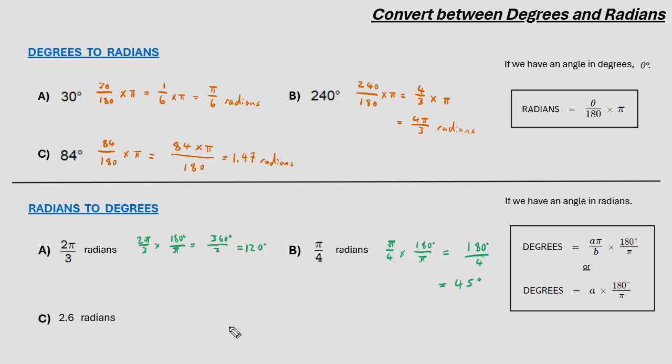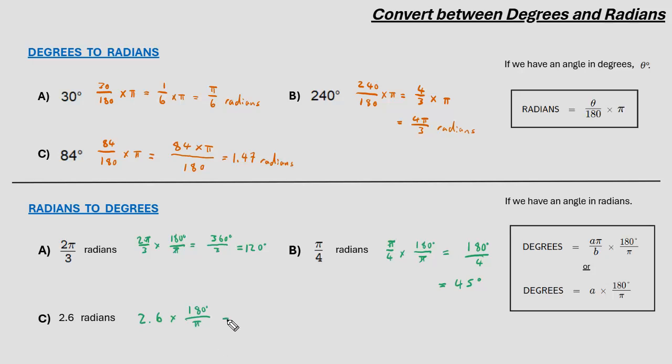Now, for example C, the radians are given numerically as 2.6 radians. So we can do the same basic sum. We have 2.6 multiplied by 180 degrees over pi.